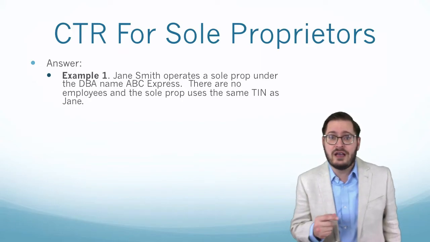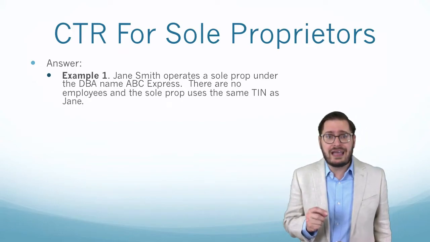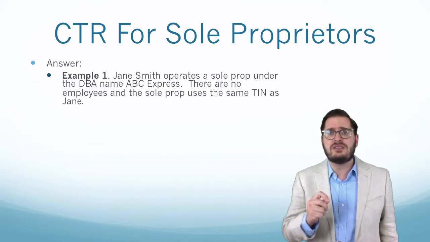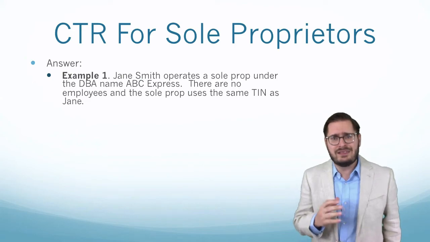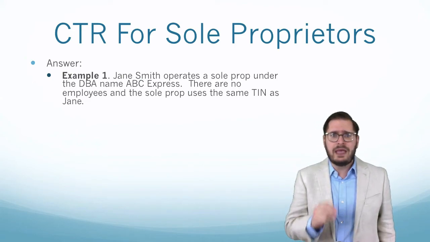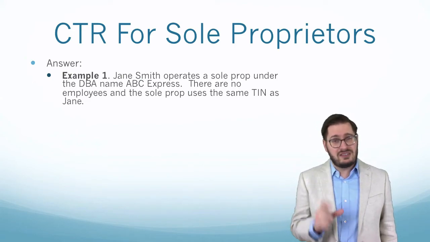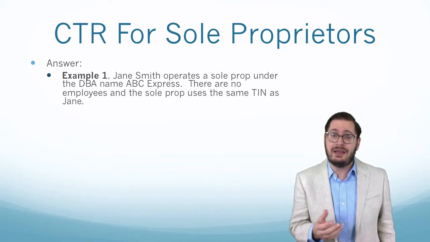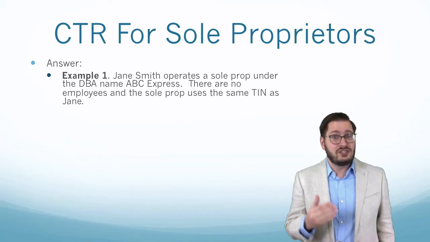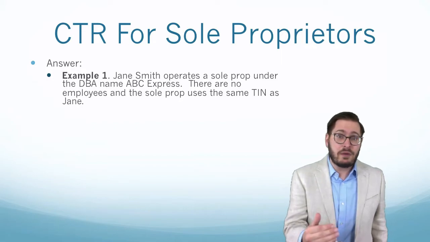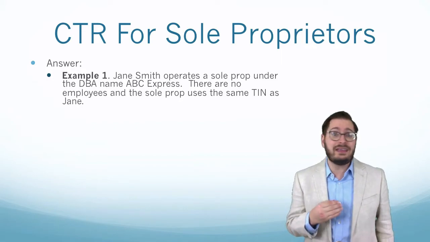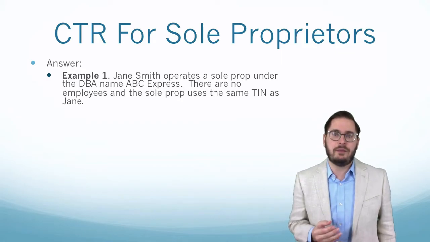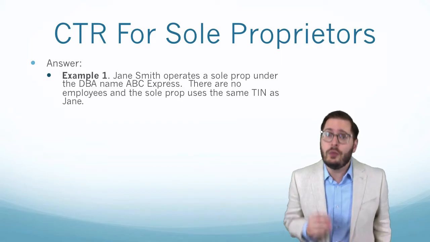Their example is Jane Smith operates a sole proprietorship under the DBA name ABC Express. So her business is, she operates carrier pigeons, right? ABC Express. Now, there are no employees, and the sole proprietorship uses the same tax ID number as Jane. That is something that can be done. The sole proprietorship, ABC Express, can actually use the same tax ID number as Jane, because legally, Jane and ABC Express are one and the same. They're the exact same entity. So how do you complete a CTR when this is the case?